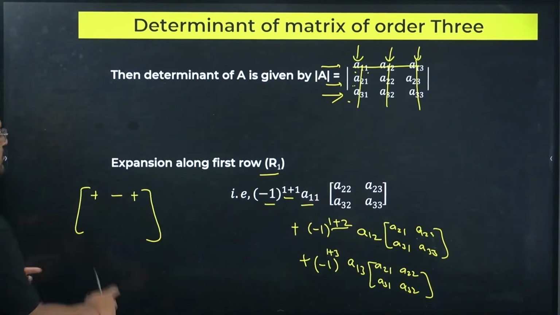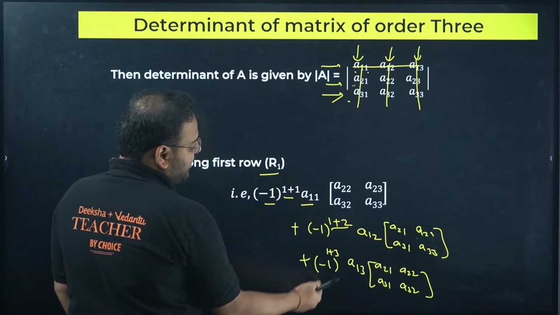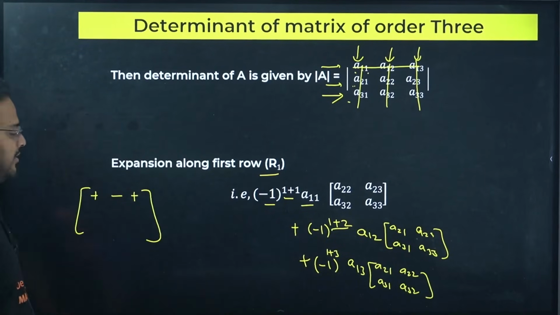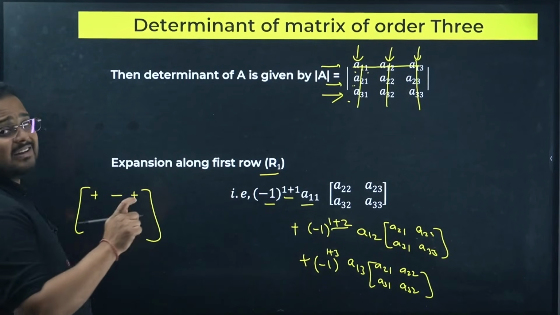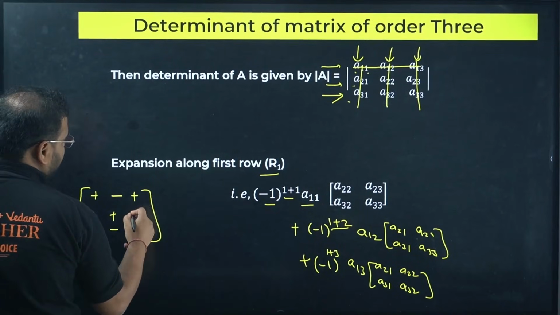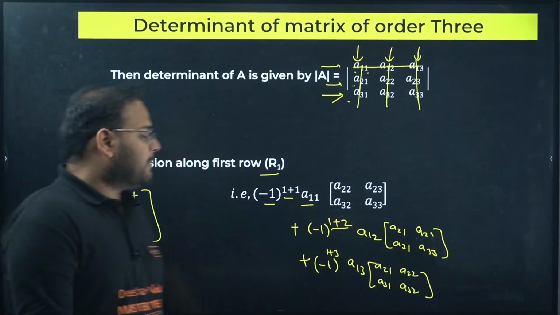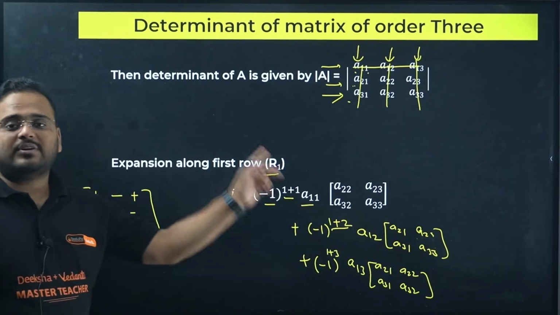Check here. This is minus 1 power even number, so positive. Minus 1 power odd number, so negative. Minus 1 power again 4, so even number, positive. If you want, you can remember the signs like this: plus minus plus, minus plus minus, and plus minus plus. That's how you remember the sign of the position of each element.